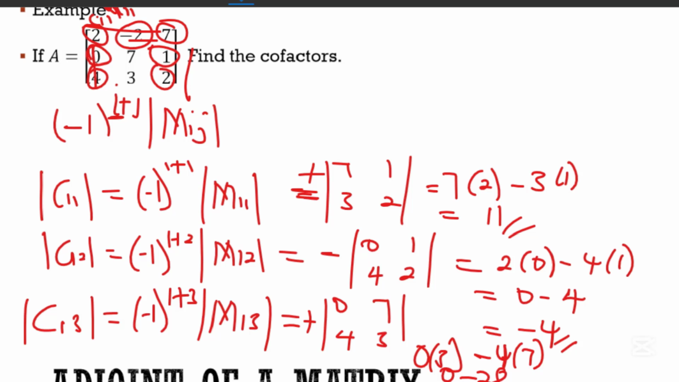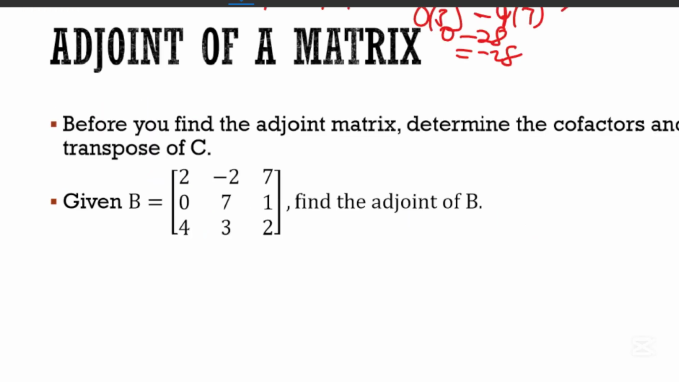Now let's talk about adjoints of a matrix. Before you find the adjoint of a matrix, you need to determine the cofactors and the transpose of that particular matrix. So the first step is to determine the cofactors of all the elements. Then you find their transpose before you find the adjoint. Great. Now let's look at this particular question.